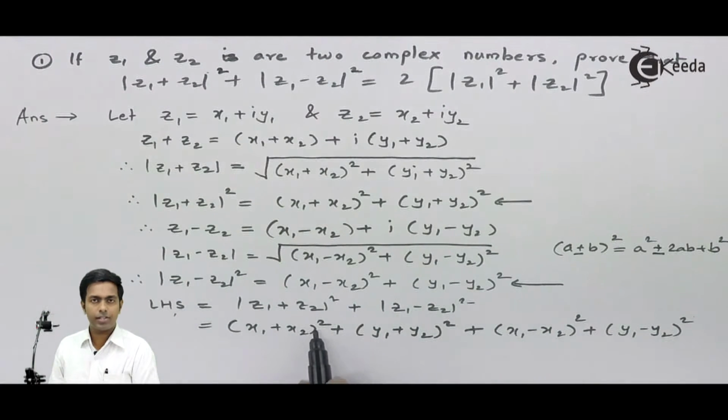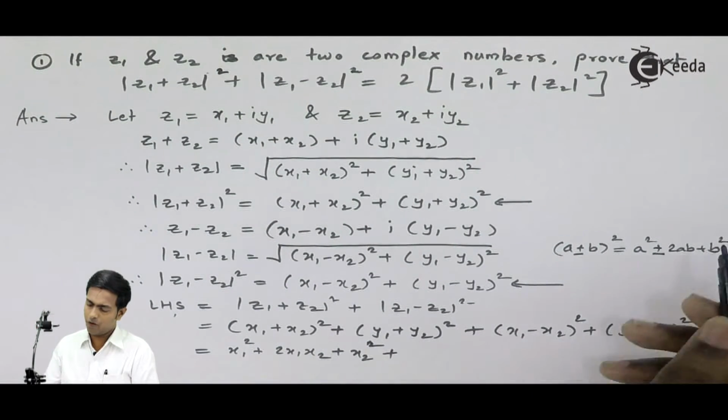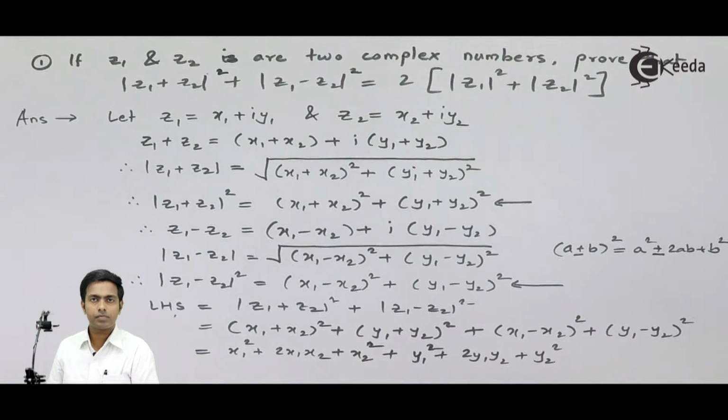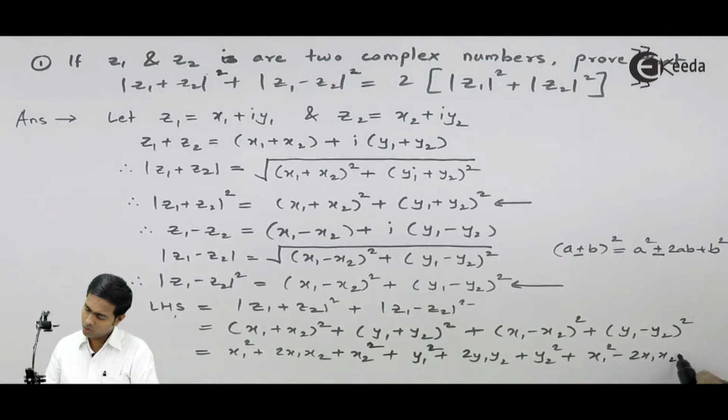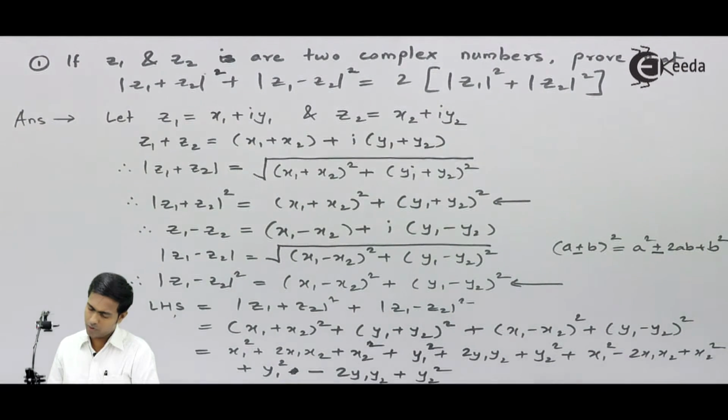So x1 plus x2 the whole square will become x1 square plus 2x1 x2 plus x2 square, plus, for this again the formula, y1 square plus 2y1 y2 plus y2 square, plus x1 square minus 2x1 x2 plus x2 square plus y1 square minus 2y1 y2 plus y2 square.